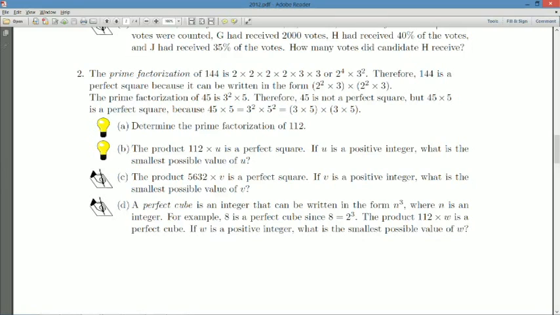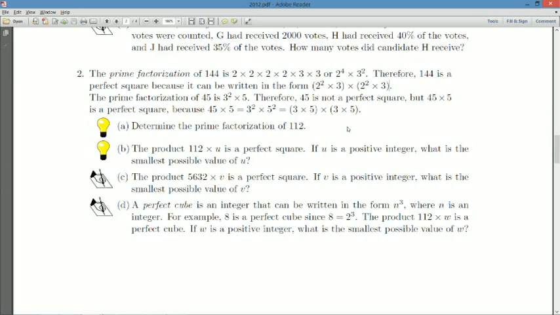The prime factorization of 144 is 2 times 2 times 2 times 2 times 3 times 3, or 2 to the 4 times 3 squared. We have 4 2's, so that becomes 2 to the 4. We have 2 3's, so that becomes 3 to the power of 2, also known as 3 squared. Therefore, 144 is a perfect square because it can be written in the form 2 squared times 3 times 2 squared times 3. So 12 times 12 gives us 144.